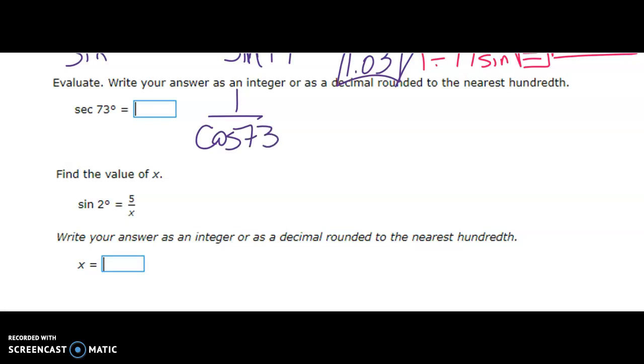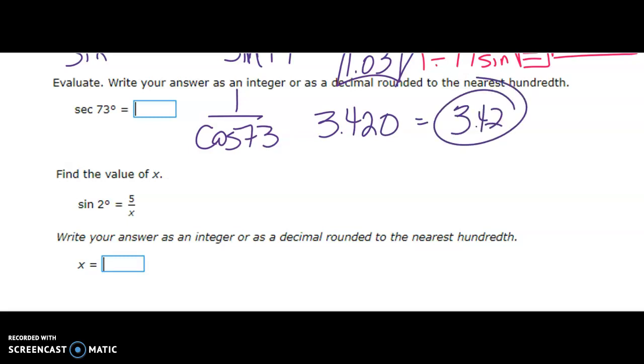Okay, secant is 1 over cosine. So 3.42. Oh, 3.42. I'm going to do that one more time.